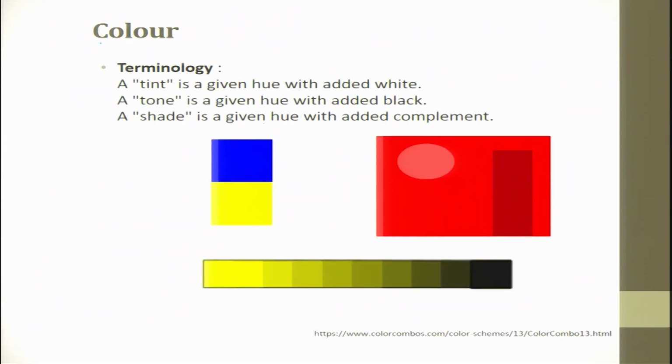Now we discussed color at length. In color we generally use these three terminologies. One is tint. Tint is a given hue that adds white to it. When white is added, they call it a tint. When they add black to it, it is called tone, and shade is a given hue with added complement. Okay. So, these are the common terminologies which are used in color. Tint is adding white to the same patch, tone is adding black, and shade is a given hue with added complements to it.